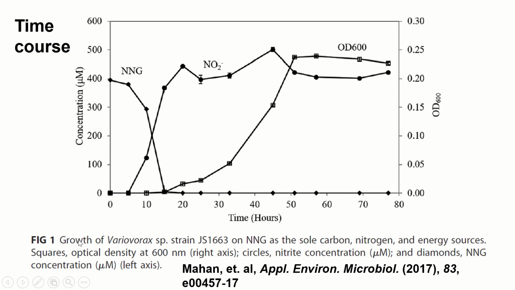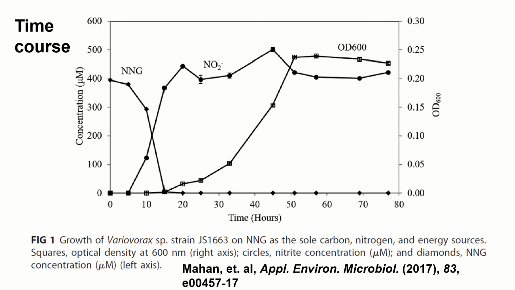The caption down here says: growth of Variovorax species strain JS1663 on NNG as the sole carbon, nitrogen, and energy sources. This is just a description of what this piece of data is showing without providing any interpretation. Squares, optical density at 600 nanometers, right axis, which is what we described earlier as describing what the axes are. Circles, nitrate concentration, and diamonds, NNG concentration. So we have some information as to how to look at these data.